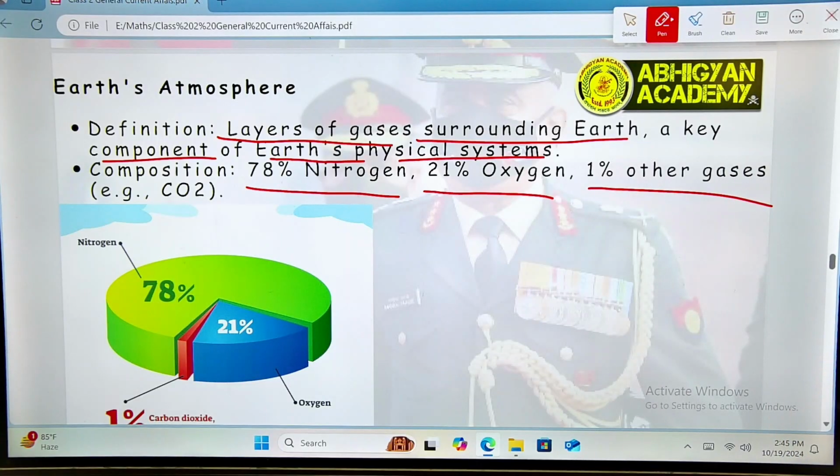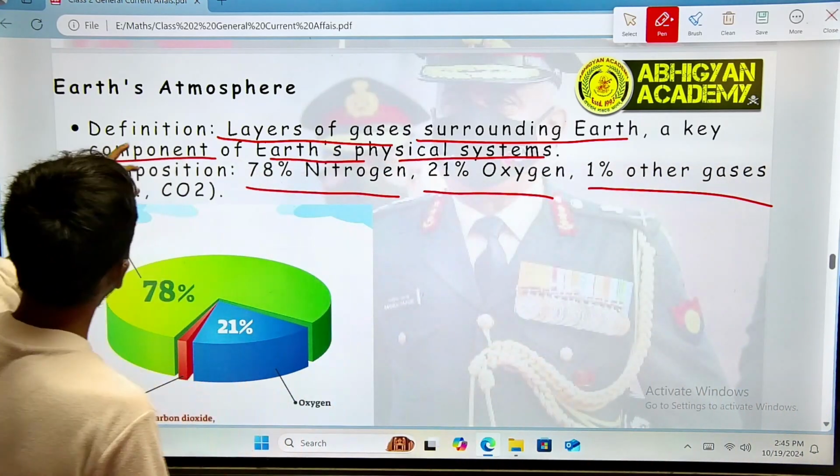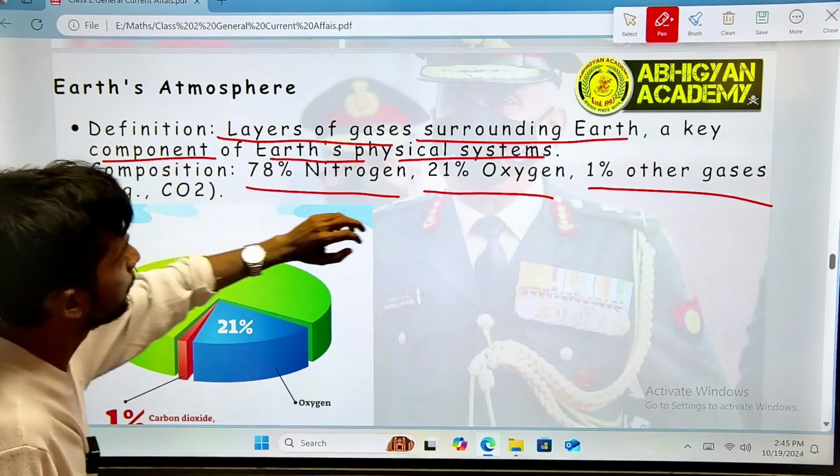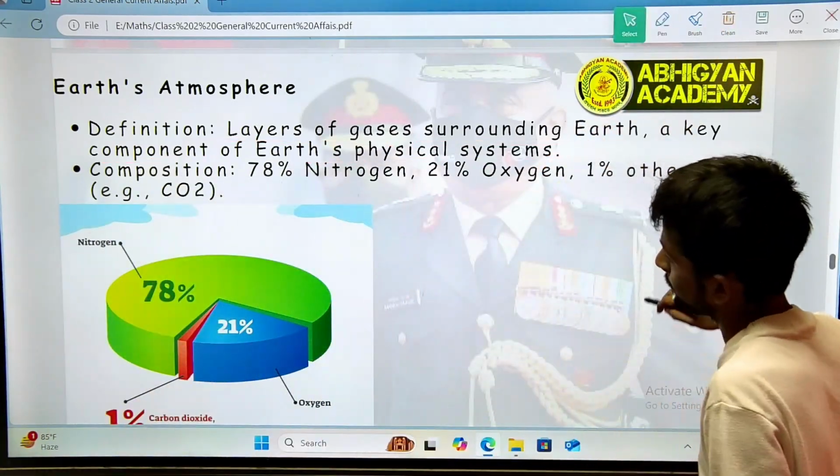There are different types of layers, like the troposphere and stratosphere, where nitrogen, oxygen and other gases are basically the components of these different layers. So these are basically the components of the Earth's atmosphere. Now, when it comes to the different layers of our atmosphere, see.